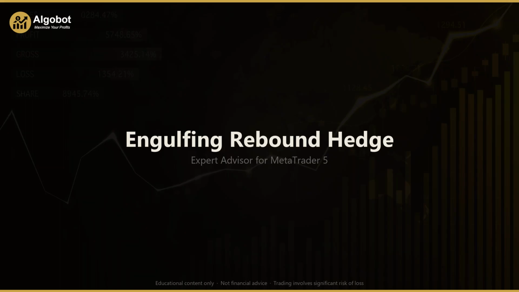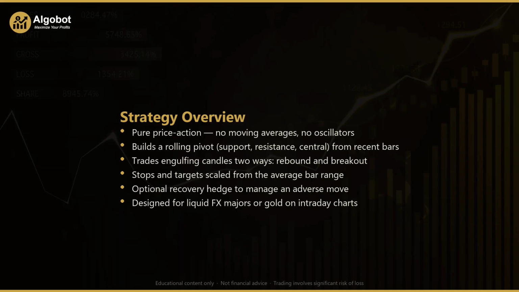Let's get started. So what exactly is the Engulfing Rebound Hedge Expert Advisor? At its heart, this is a price action strategy. That means it makes its decisions purely from the shape and position of candles, without relying on any traditional indicator. There are no moving averages, no relative strength index, and no average true range calculation anywhere in the logic. Instead, the strategy builds its own map of the market using something called a rolling pivot.